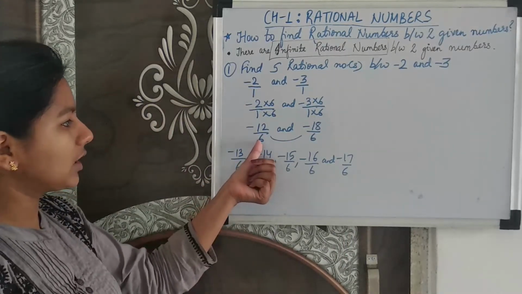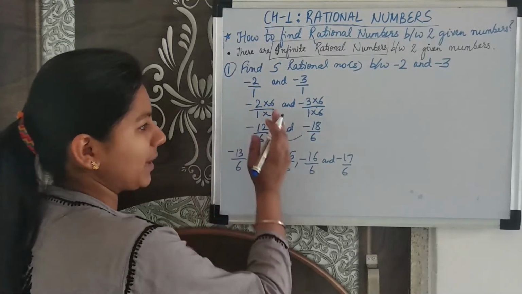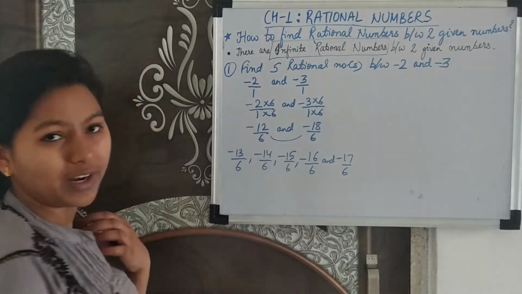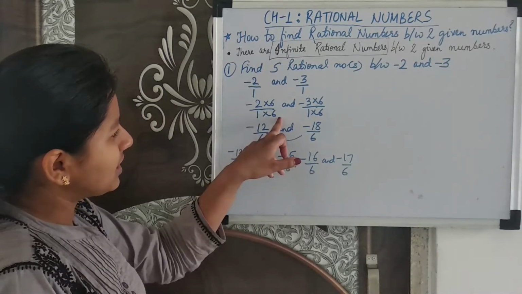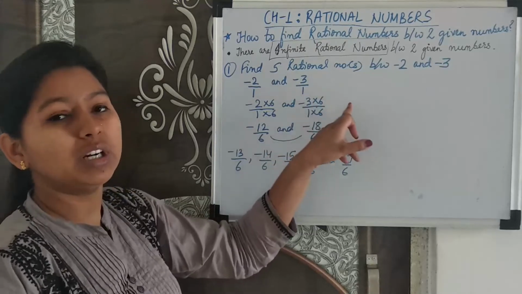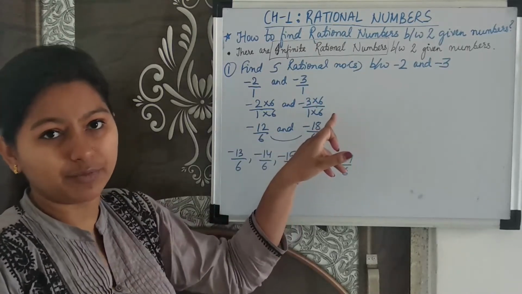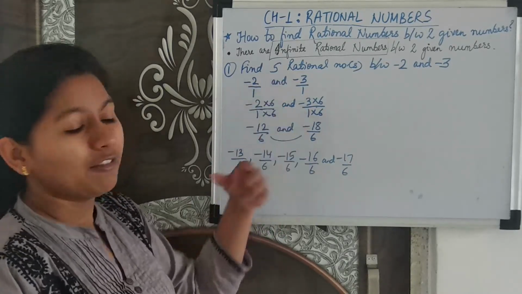We will not include these two numbers because we have to find numbers between them. So by excluding these two numbers, we have to find the other 5 rational numbers. We can move to this step only if the denominator is the same. If the denominator is not the same, then our first step will be to make the denominator the same. So you can find 5 rational numbers.